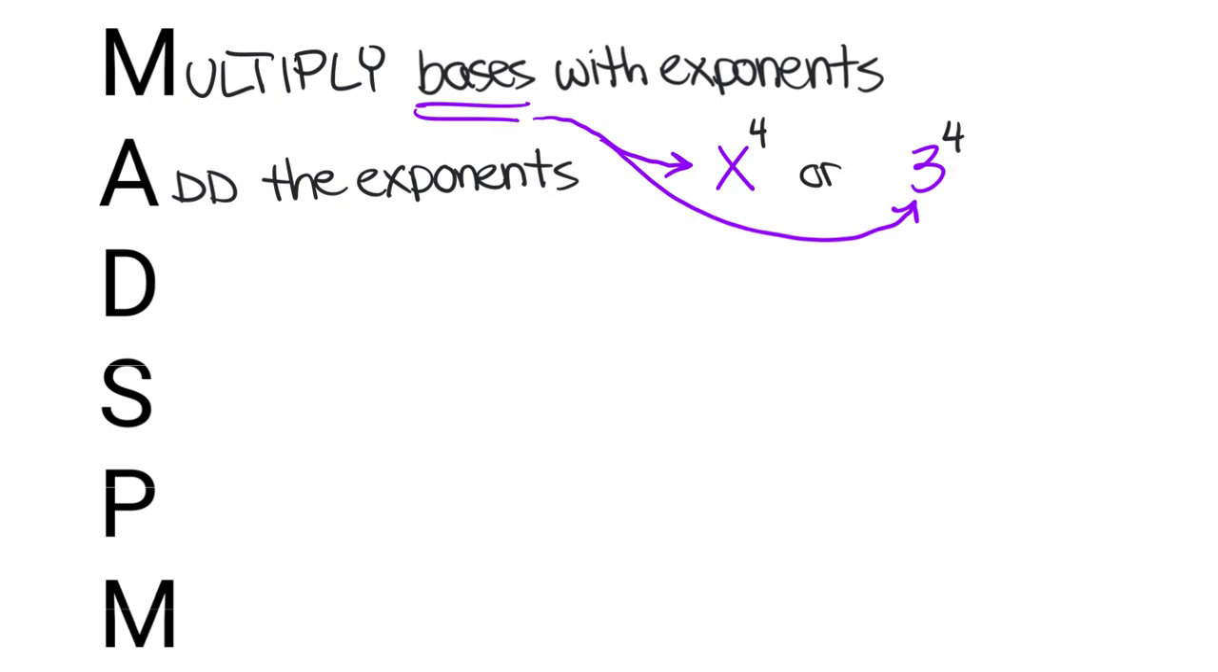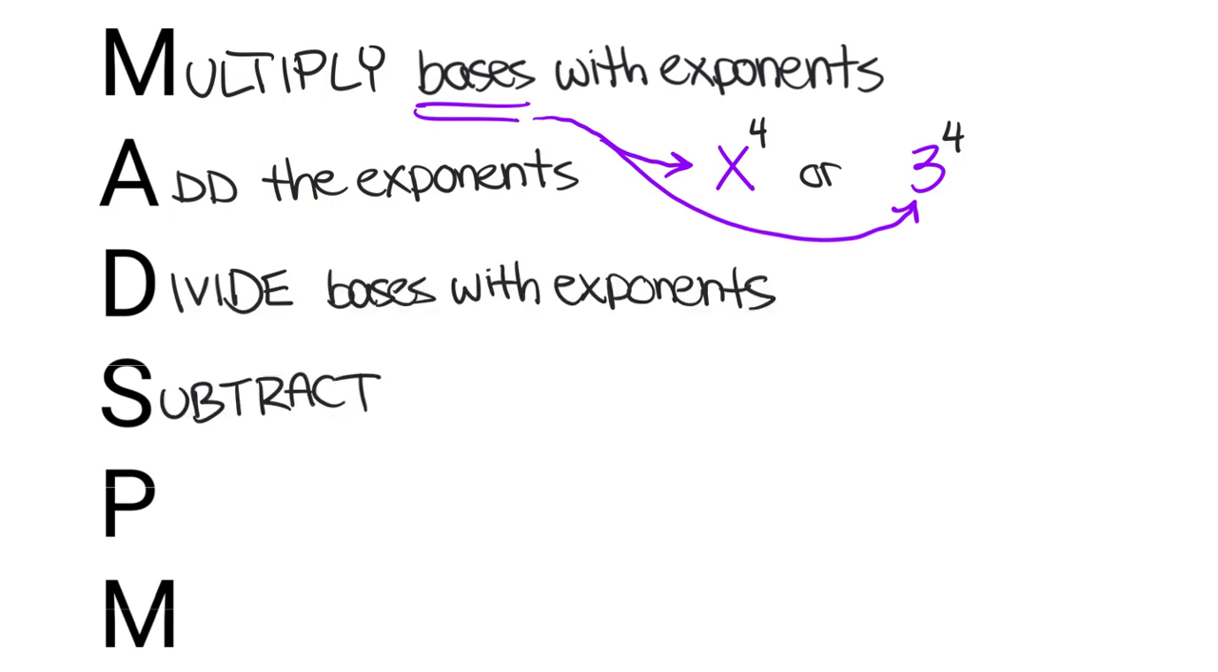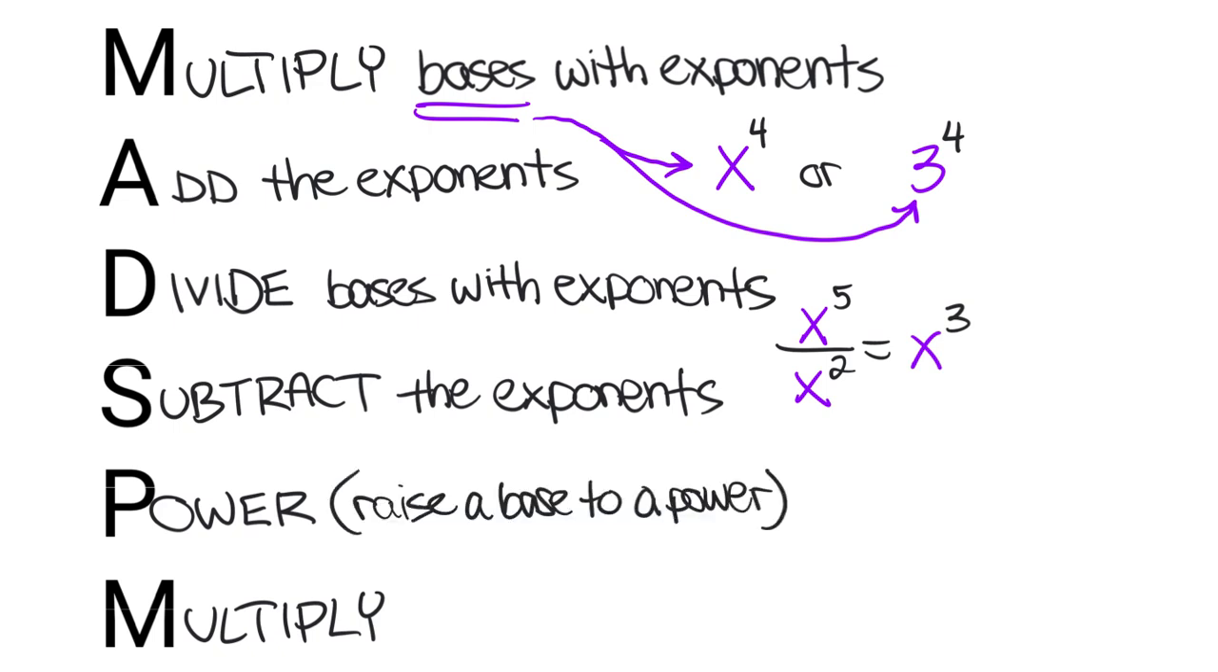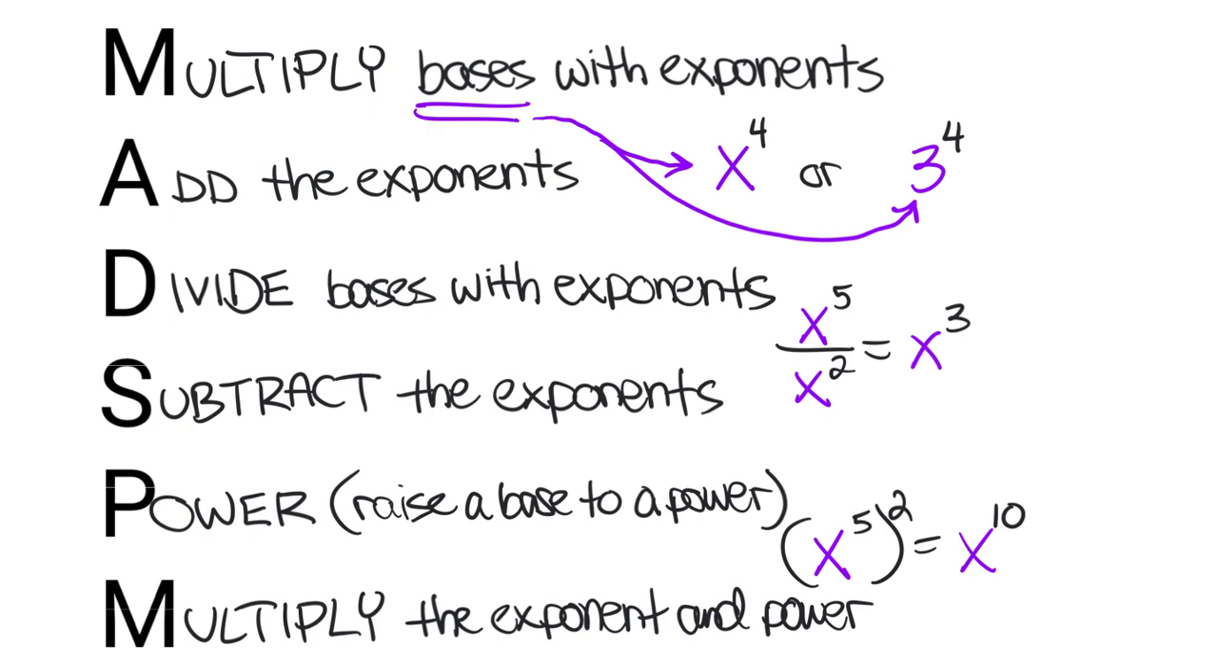The base is the number or variable that's being raised to an exponent. The D stands for divide. S for subtract. When you divide bases with exponents, you subtract the exponents. P stands for power. M stands for, you guessed it, multiply. When you raise a base with an exponent to a power, another exponent, you multiply the exponent and the power.